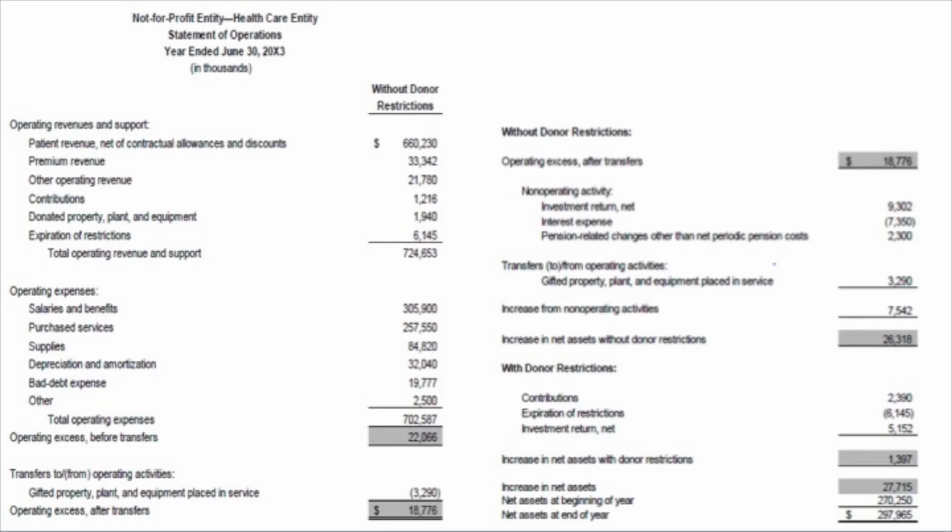continuing with the without donor restrictions and moving down to with donor restriction activity. So it flows in a similar manner to what healthcare entities would currently do. You just have those different headers and some different classifications there. And then you also see the investment return net at the bottom, which we will talk about on the next slide.